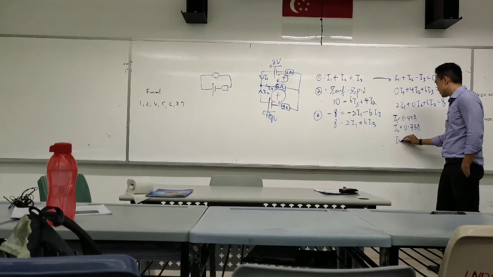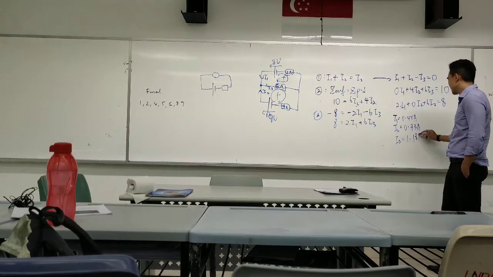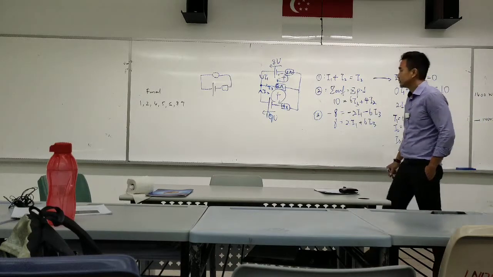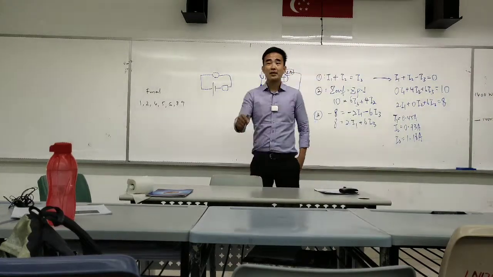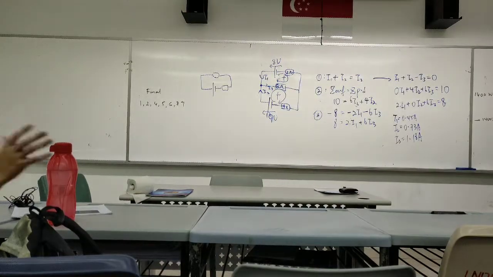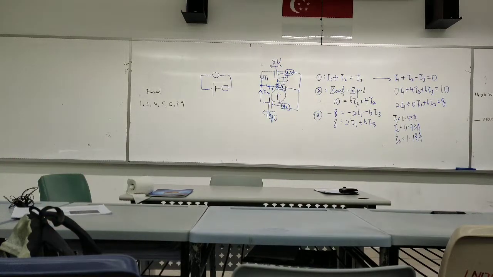And obviously I3 will be 1.18. Good. It's a bunch of recurring numbers. Now how do you confirm that this is the correct answer? There's a third loop we can use.